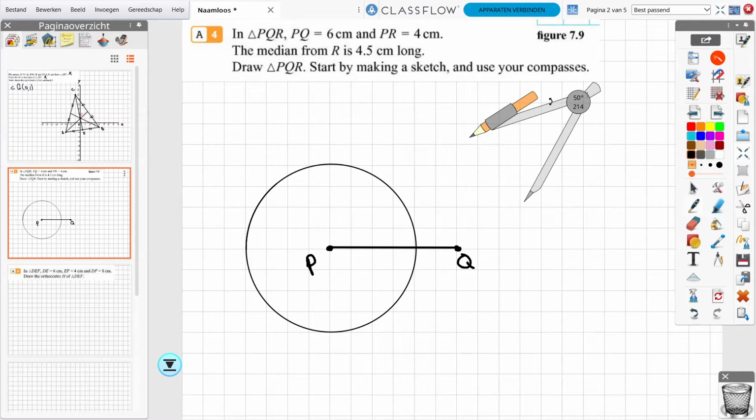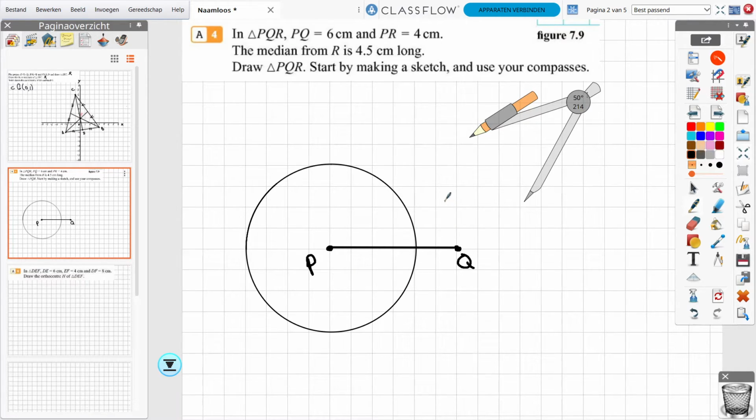Now I have to use my other piece of information, because I cannot locate point R with this alone. They say the median from R is 4.5 centimeters long. And then some of you stop there and say, well, I cannot do anything with this because I don't know where R is. So how can I start drawing a median from R if I don't know where R is? You're correct, but what you then miss is that I maybe don't know where R starts or where it is. I do know where the median ends, because a median from R ends on line PQ somewhere.